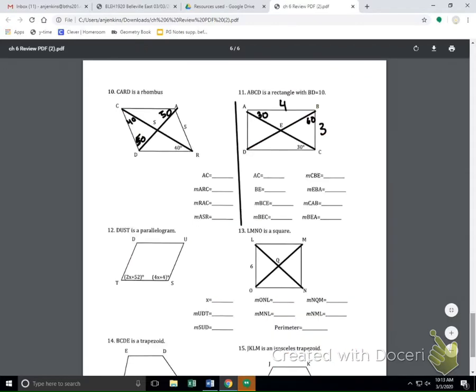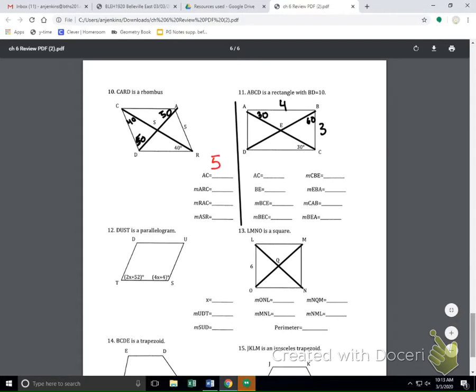So up here for the first one, we want to find the value of AC. If it's a rhombus, what do you know about all the sides? It's a ladybug there. So what do you know about the sides in a rhombus? They're all congruent, so AC also has to be 5.